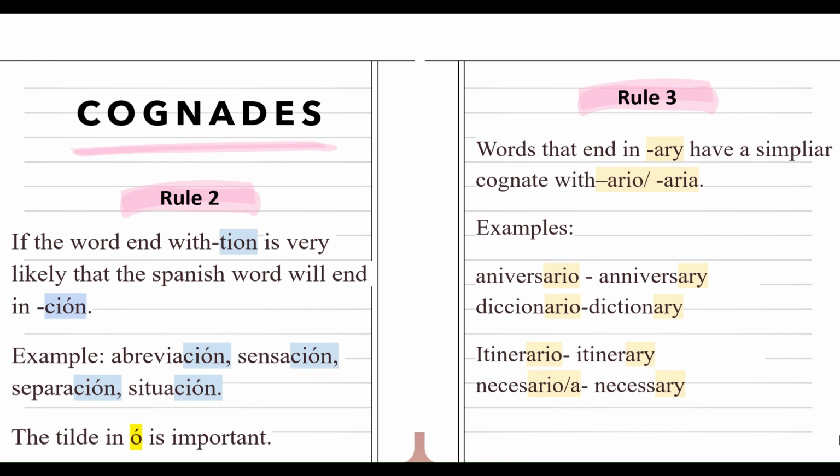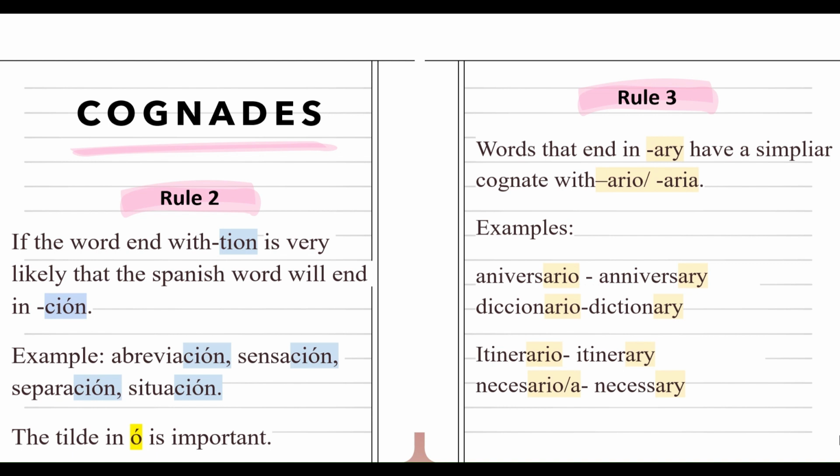Rule number three: words that end in ARY have a similar cognate with ario or aria. Remember the difference between ario and aria. As you can see, it's the same ending. The difference is the O and A. That means if the word is masculine, then we have the O, but if the word is feminine, then it's A. Let's look at the examples.